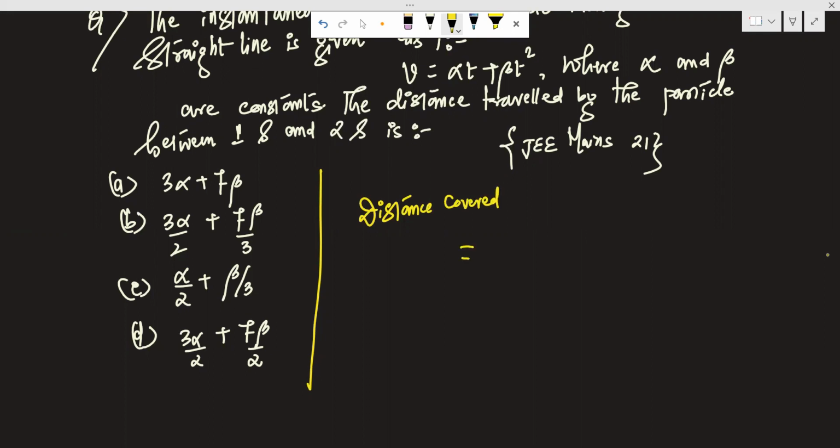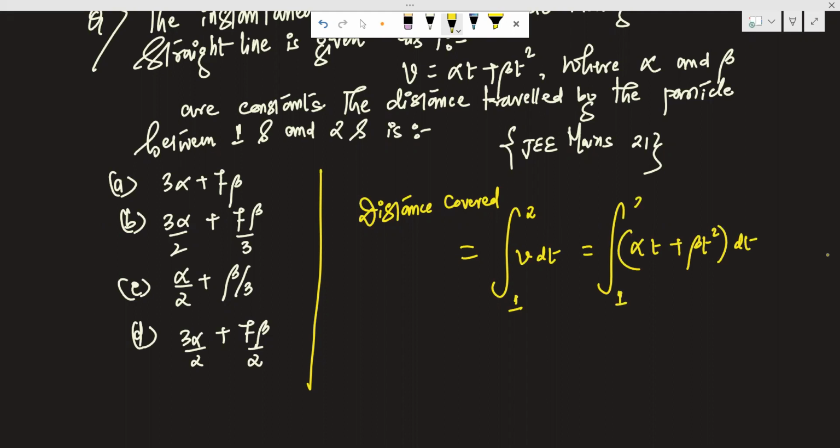और वो कितना होता है? It is integration of v dt from t1 to t2. तो t1 is 1 second, t2 is 2 second. Clear हुआ? Yes or no? Hello, is that clear? Yes, sir. तो alpha v is alpha t plus beta t square dt from 1 to 2.